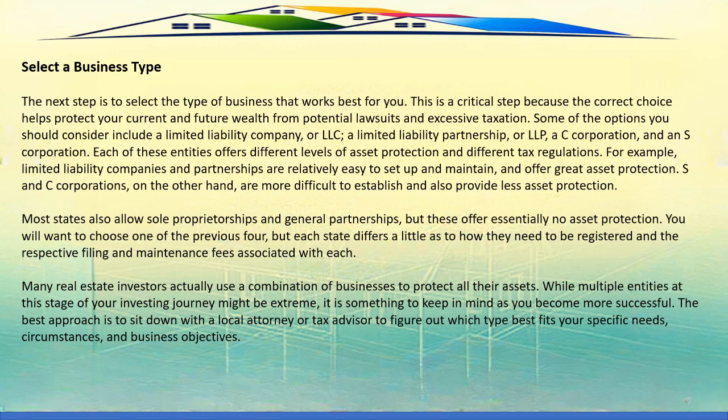Each of these entities offers different levels of asset protection and different tax regulations. For example, limited liability companies and partnerships are relatively easy to set up and maintain, and offer great asset protection. S and C corporations, on the other hand, are more difficult to establish and also provide less asset protection. Most states also allow sole proprietorships and general partnerships, but these offer essentially no asset protection.